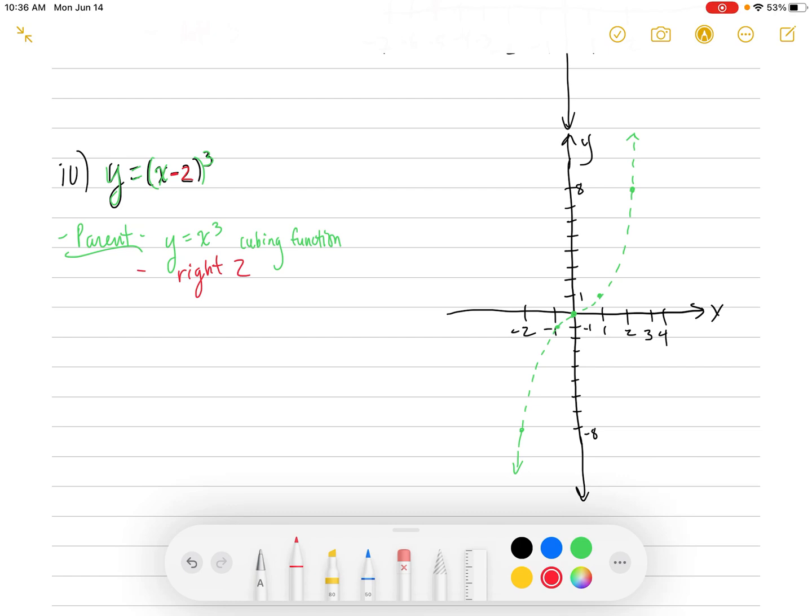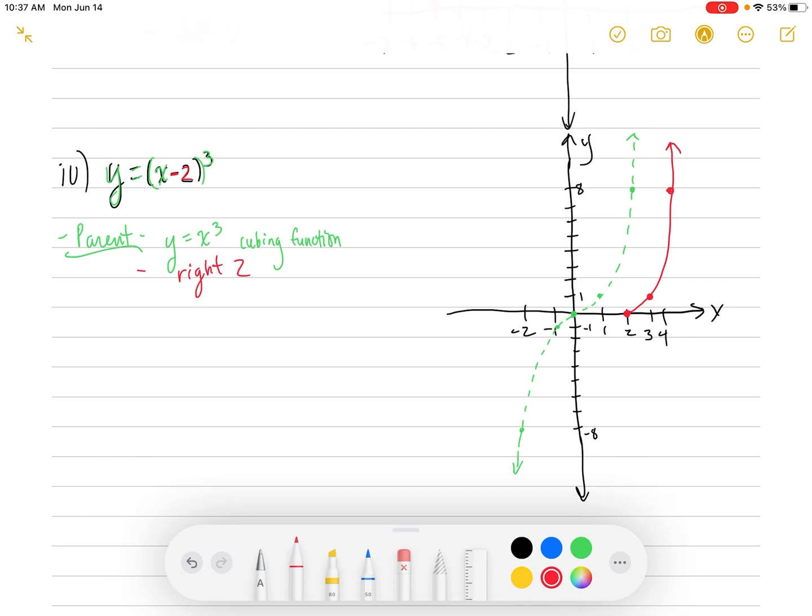So I got to go up to 4 on the x-axis. We're going to move everything right 2. So let's start at 0, 0. 0, 0 shifts right 2 to 2, 0. Let's go to 1, 1. 1, 1 shifts right 2 to 3, 1. Let's go to 2, 8. That shifts right 2 to 4, 8.